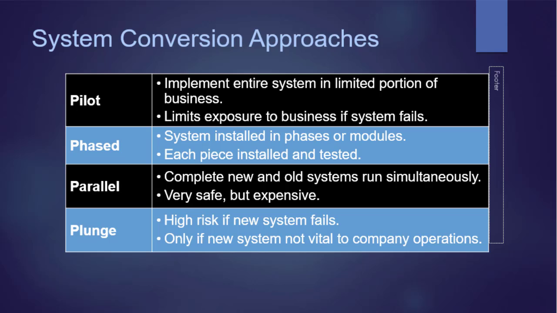But you might use the plunge system if you're going from a manual system to an all electronic way of doing things, or a system that's never worked before. You know, if you're sending somebody to the moon, everybody needs to be up and ready to go by a certain date, and everything needs to be working flawlessly. That's a plunge type system.